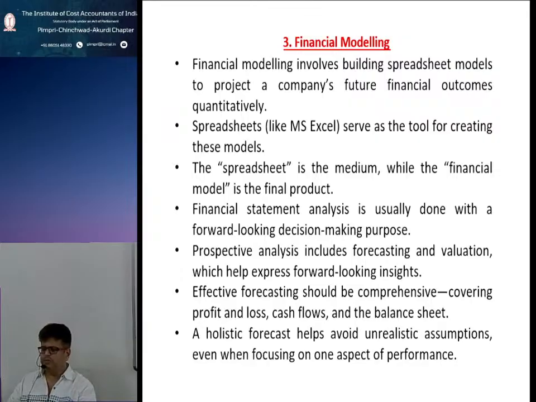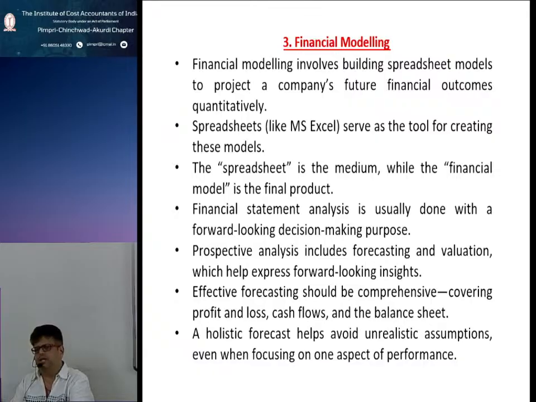What is meant by financial modeling? Let's understand that. Financial modeling involves building spreadsheet models to project a company's future financial outcomes quantitatively. In a way it's about financial analysis and financial forecasting, and modeling typically means preparing a template that helps for future benefits and future usage. This template is all about forecasting in an Excel spreadsheet. So financial modeling involves setting up or formatting a template in Excel, typically called a spreadsheet model, to be able to project a company's future financial outcomes quantitatively.